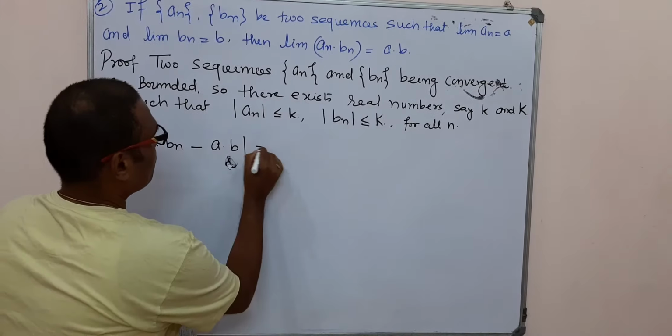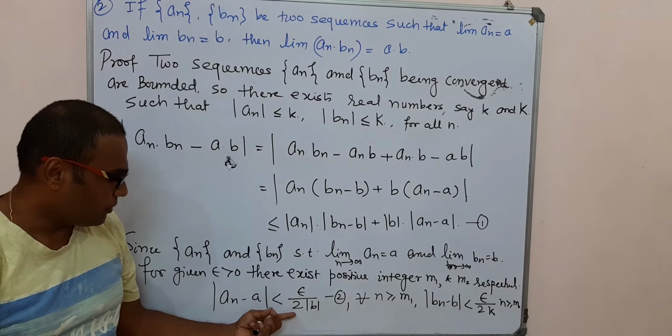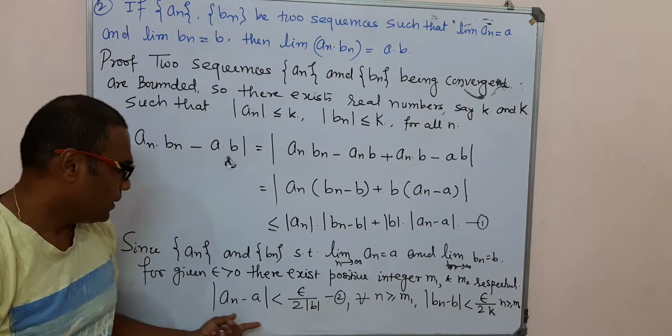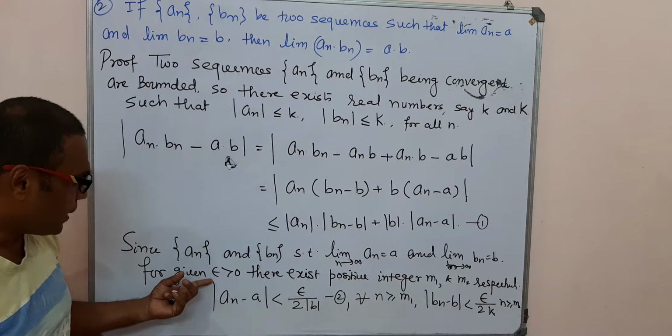Just here we apply the definition of the limit of a sequence. So for a pre-assigned value of epsilon, there exist two integers m1 and m2 such that the difference between these two terms is less than epsilon by 2 mod b for all n greater than or equal to m1. And second, b_n minus b is less than epsilon by 2k, where this k is the small k, and n is greater than or equal to m2.